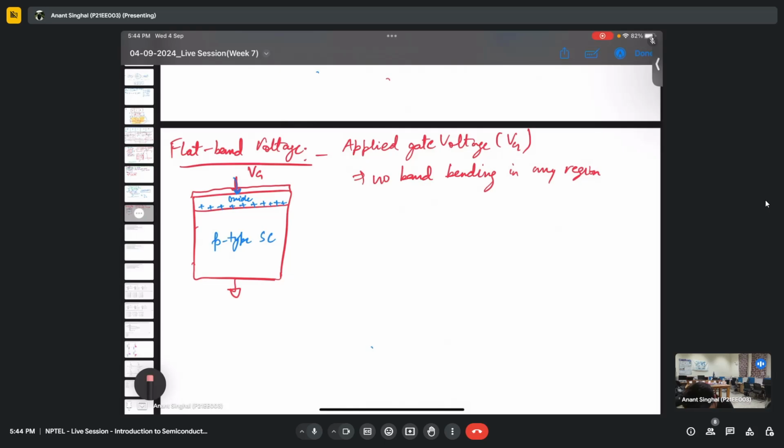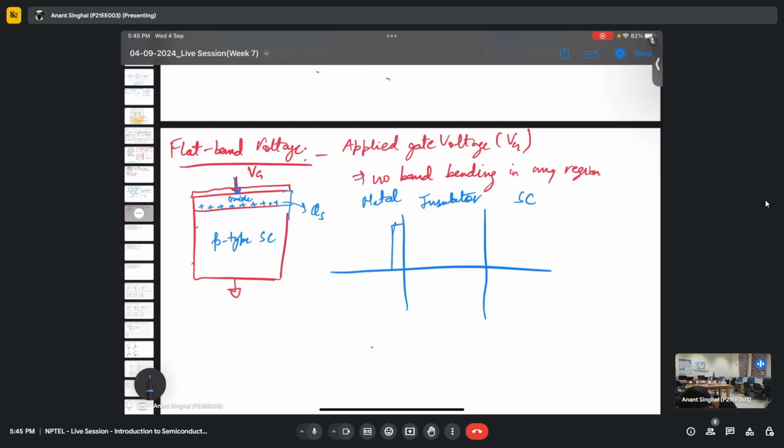So we have some positive charges which are trapped in the oxide layer. If I try to make the charge density plots, let's say this is metal, this is oxide or insulator, and this is the semiconductor. As of now, we have all the negative charges. Maybe I can make it below.